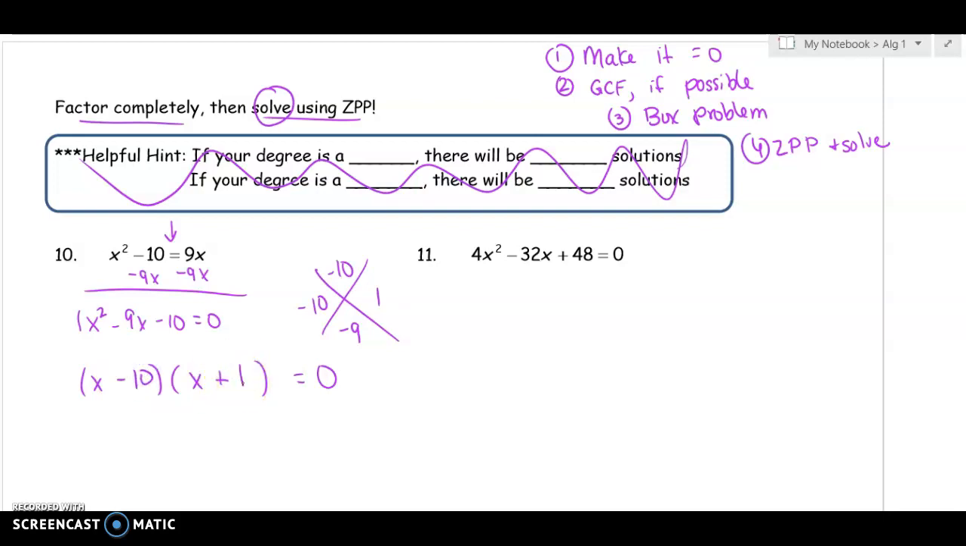And then you're going to set things equal to 0. Set x minus 10 equal to 0 and x plus 1 equal to 0. You're going to add 10 to both sides, giving you x equals 10, and subtract 1 from both sides, giving you negative 1. Okay? For number 11, we're going to skip that.